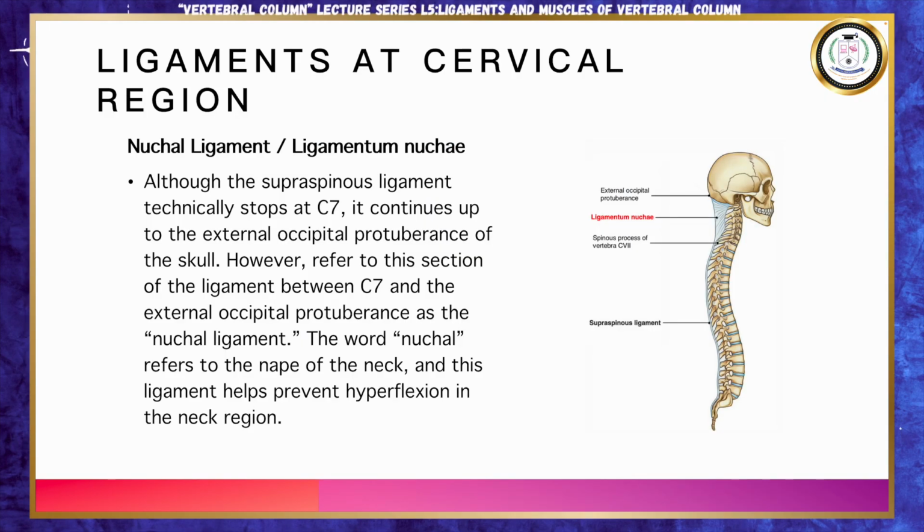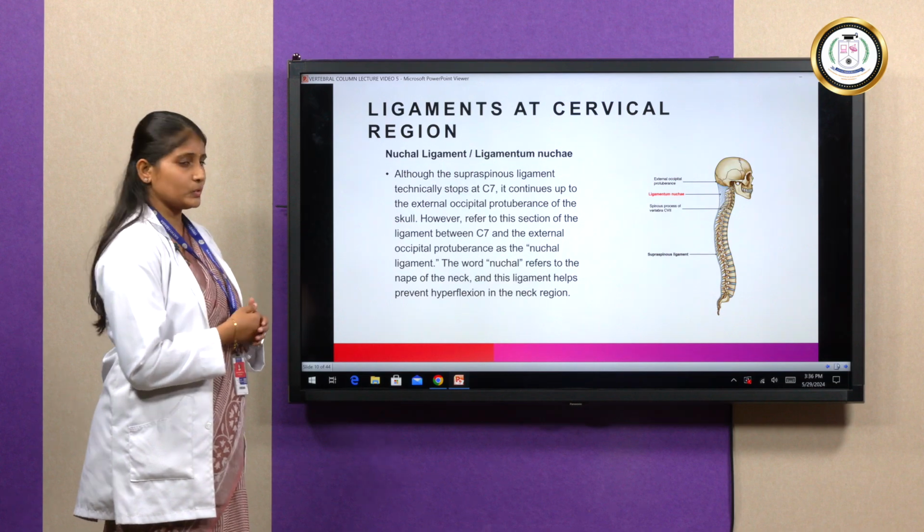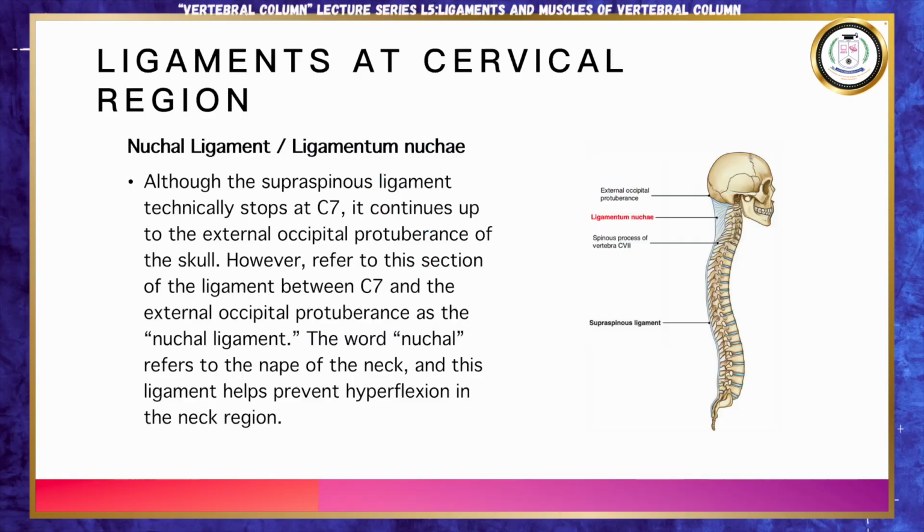Next we will move on to the ligaments pertaining to each segment. First, at the cervical region, we have many ligaments. The first ligament is the nuchal ligament, also known as ligamentum nuchae. Although the supraspinous ligament technically stops at C7, it continues till the external occipital protuberance.